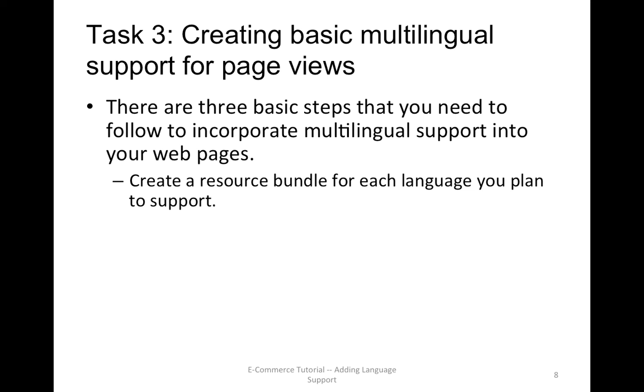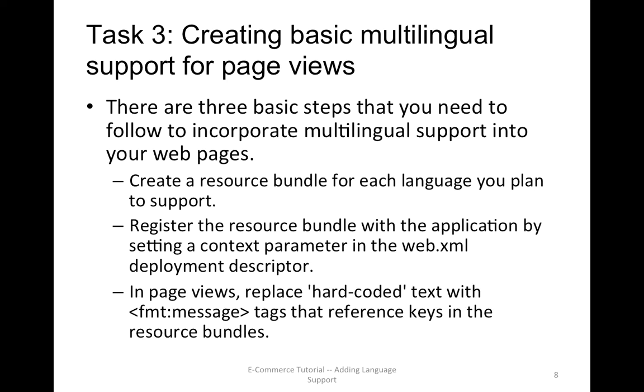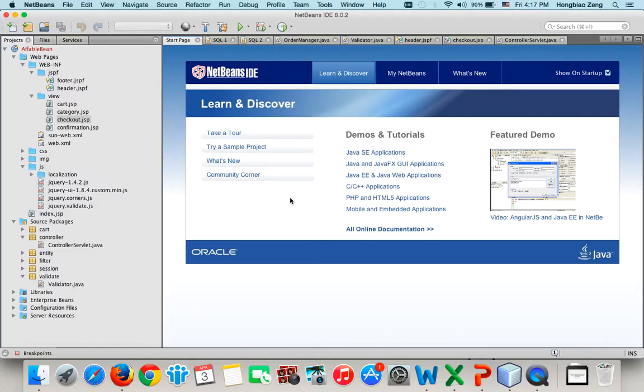First, you should create a resource bundle for each language you plan to support. Second, you need to register the resource bundle with the application by setting a context parameter in the web.xml deployment descriptor. Finally, in the page views, you need to replace hard-coded text with fmt:message tags that reference keys in the resource bundles. Let's start our first subtask, create resource bundles.